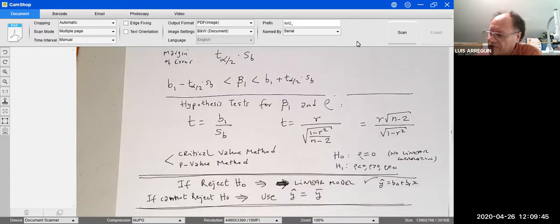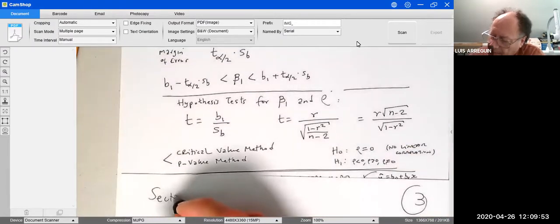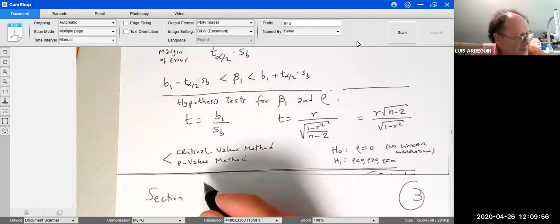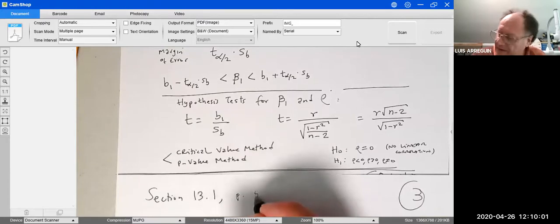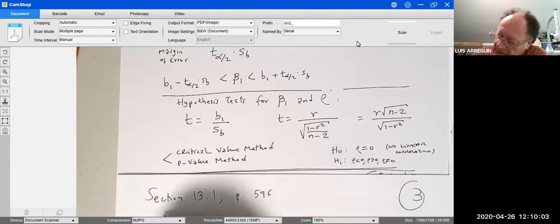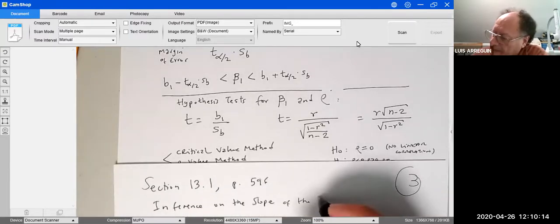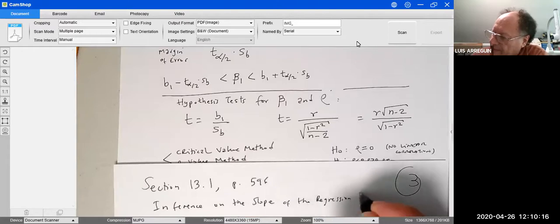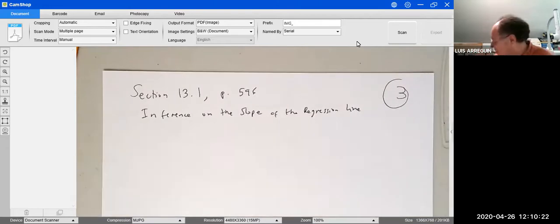We're going to just apply this formula. So we're going to start then formally section 13.1, which is on page 596, and the title of this section is Inference on the slope of the regression line. So that's section 13.1.